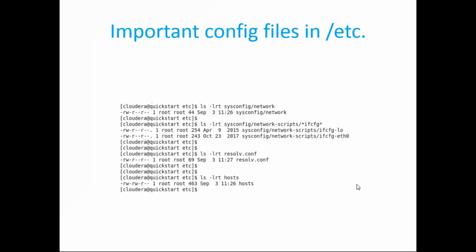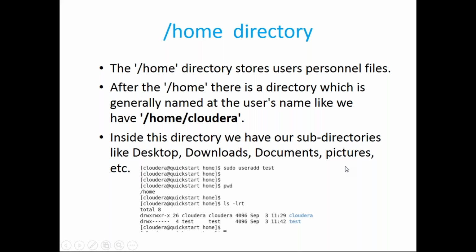Clear? Cool. So our next directory will be the slash home directory. The slash home directory contains all the users' personal files. Generally, whenever you create any user, there will be a default home directory created under this path, /home, and then the corresponding username. In our case, we are using the Cloudera user, so that's why it created a home folder under /home/cloudera.